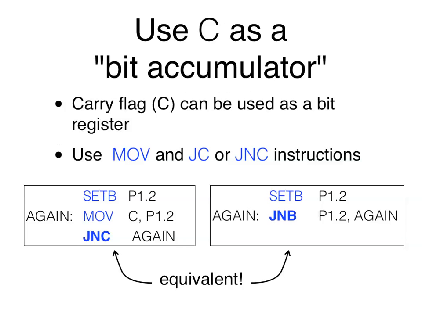refers to a bit address. So instead of doing a move into C and then testing C, you can have the jump instruction test the bit at that address explicitly, right? So you save one instruction right there. So JNB P1.2 again does the same thing as the one on the left.